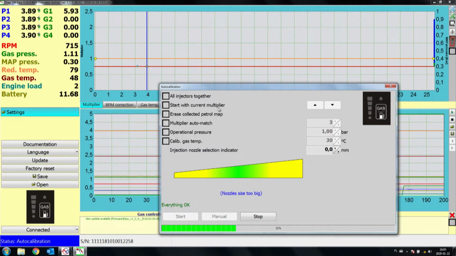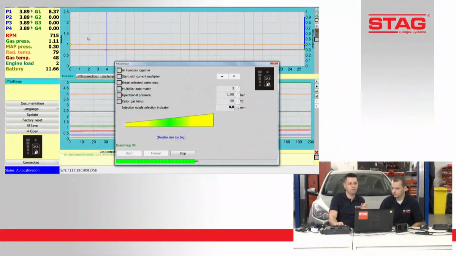Start with current multiplier means that sometimes, when the system cannot pass the auto calibration, it is trying to change some multiplier around 1. This is the starting point, around 1, but it cannot pass the auto calibration. Then sometimes you need to move the multiplier a little bit higher, for example 1.5, and start from 1.5. It's easier for the controller, and we can shorten the time of auto calibration. Then you need to check the option start with current multiplier.